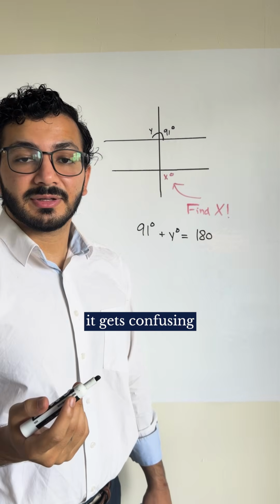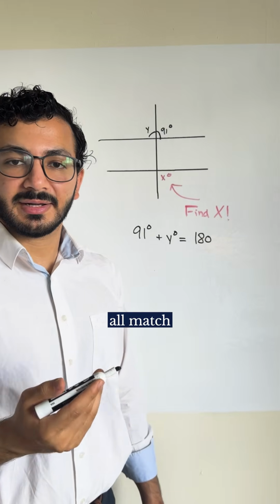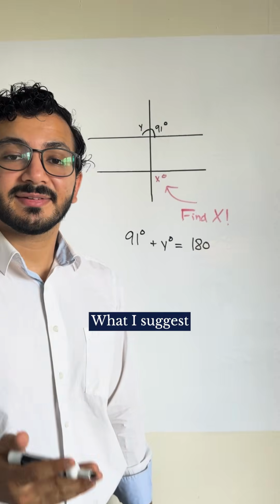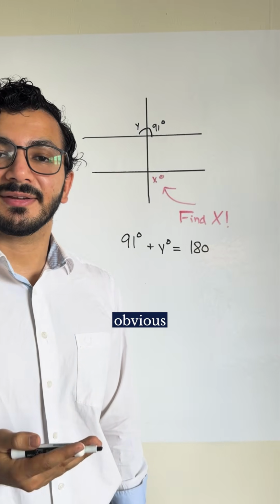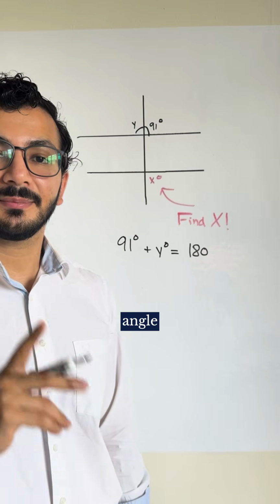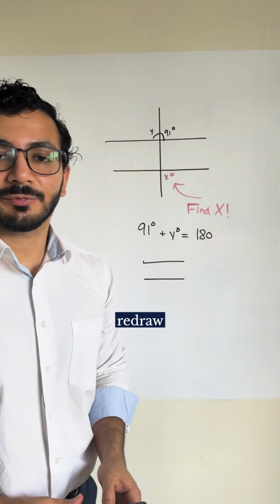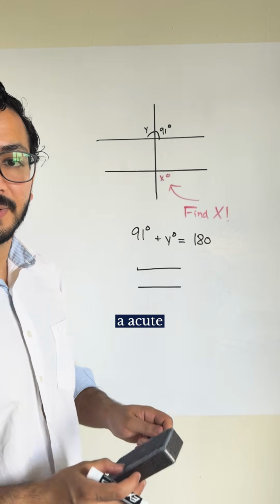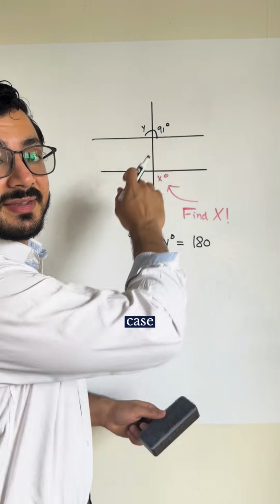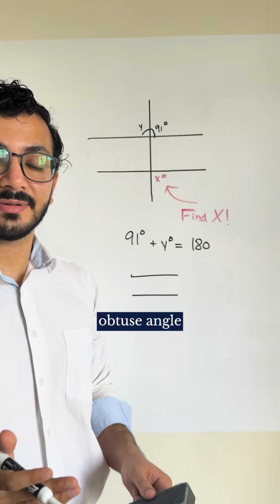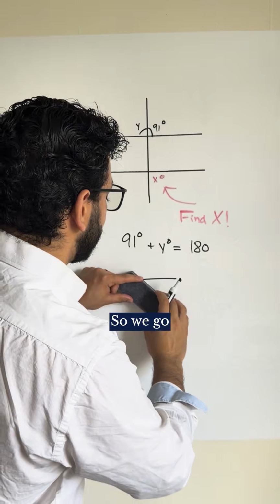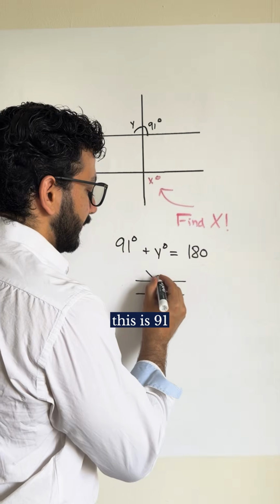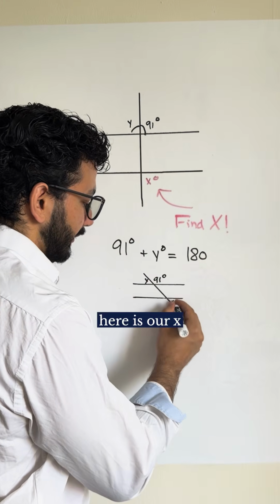Now it gets confusing because a lot of these angles all match with each other, and they purposefully draw it so it's confounding. What I suggest is redraw it to make it obvious that there's one acute angle and one obtuse angle. So when we redraw our line, we make it obvious that there's an acute and an obtuse angle. In this case, 91 degrees is an obtuse angle, so we're going to go and match it that way. So we go and we redraw this so it's obvious. So this is 91, this is y, and here is our x.